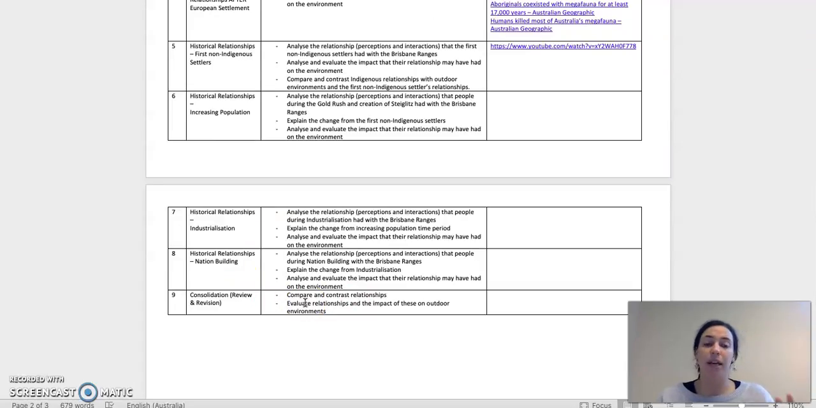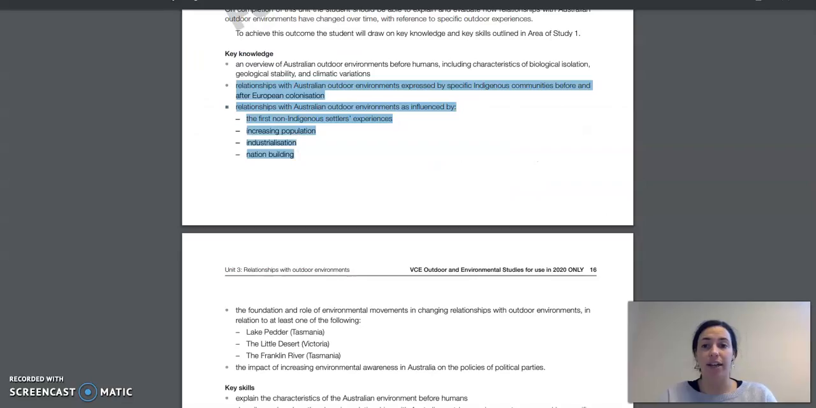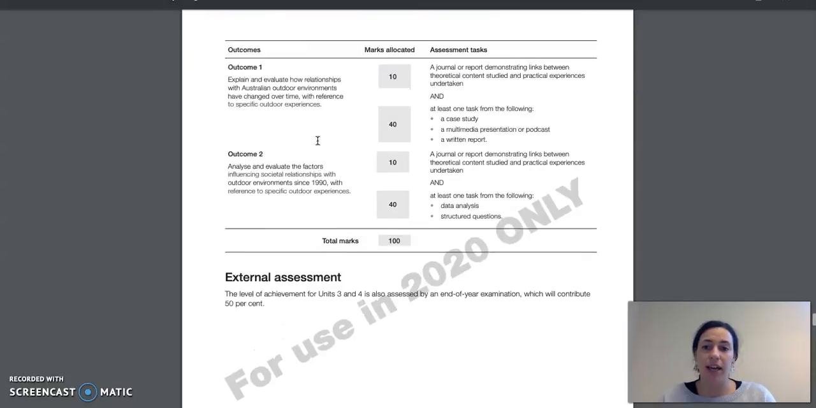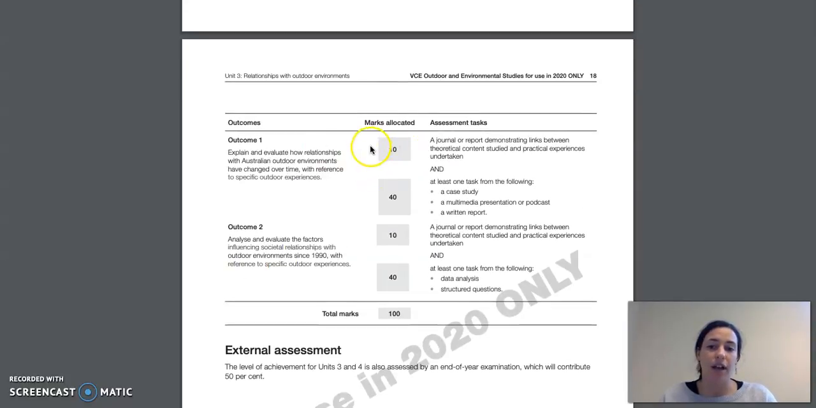So that could be a journal task because if we look at our study design and we look down here at our assessments, we know that for outcome 1, we have 10 marks that are going to be allocated towards a journal or a report demonstrating the links between theoretical content studied and practical experiences undertaken. So you might think that this is a really great opportunity to focus on that journal on just those two key knowledge points and connect that theory and that content.